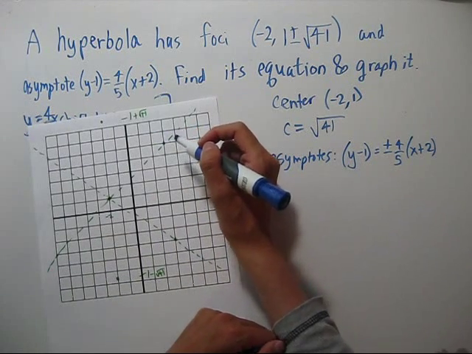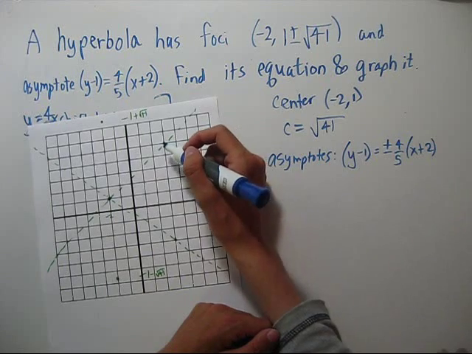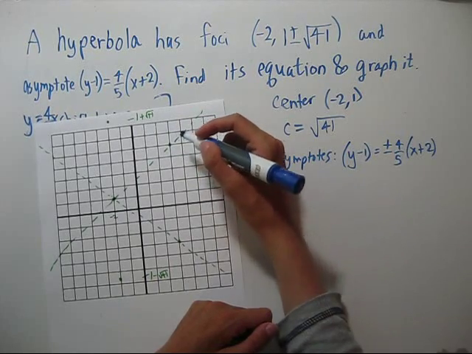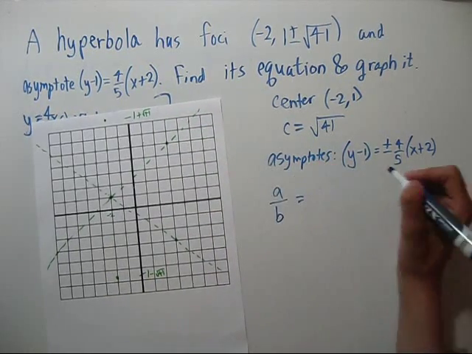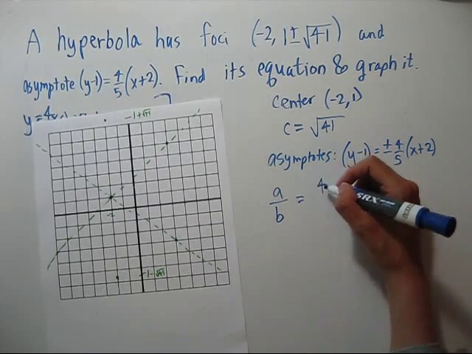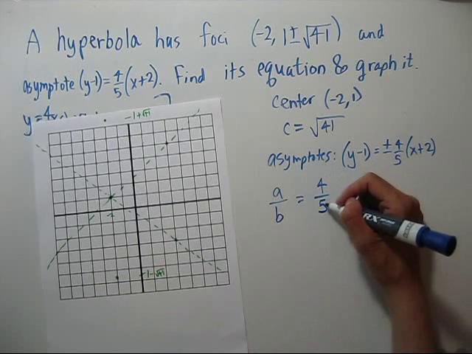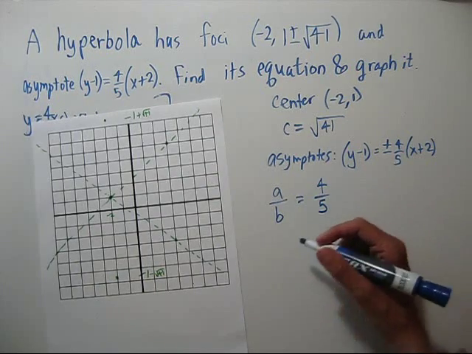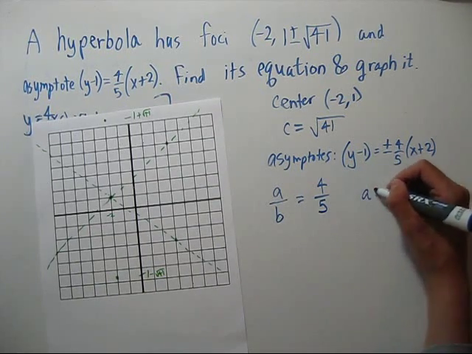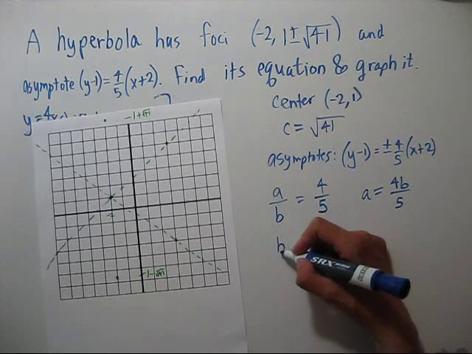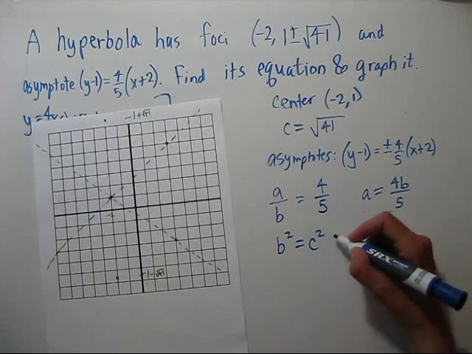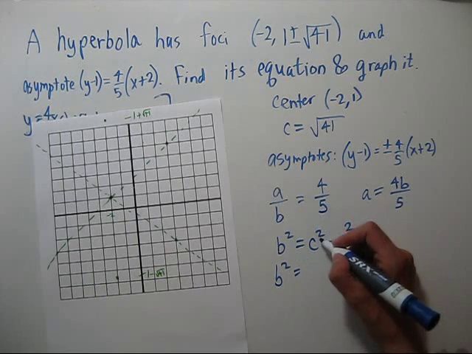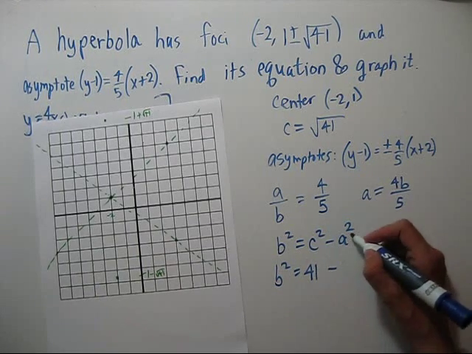Now, if we had been given the equation and needed to graph it, we would have graphed the asymptotes by going up a and over b. So our slope would have been a over b, and we know the slope of our line is 4/5. Make it positive rather than negative because a and b are positive. So let's solve for one of these. Might as well solve for a since it's in the numerator. And let's use that b squared equals c squared minus a squared. So we'll have b squared equals c squared, which is 41, minus a squared.